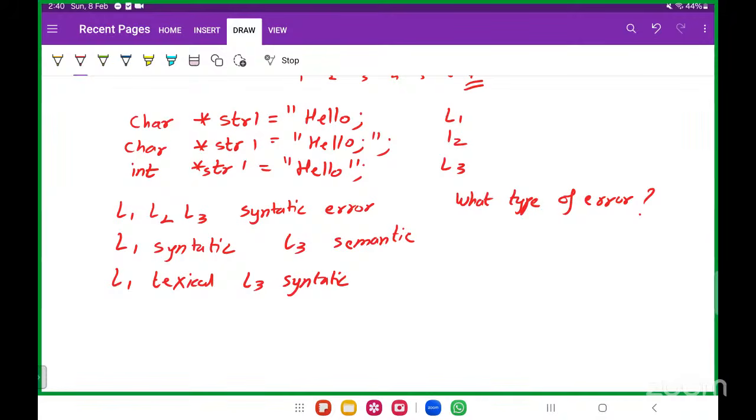What is happening in the first one? In the first one we have a missing closing parenthesis, so it is a syntax error. It is expecting one, so it is not a lexical error. So I'll go with L1 having a syntax error and L3 having a semantic error. We'll check the exact questions also.